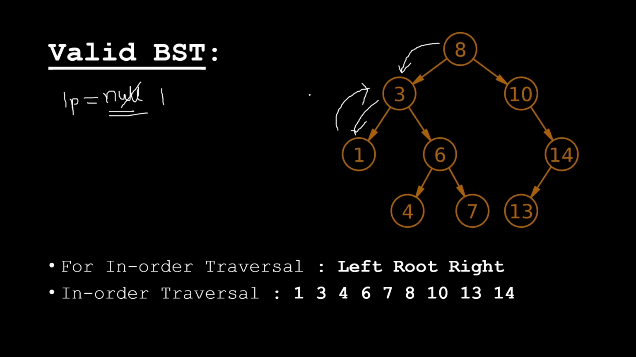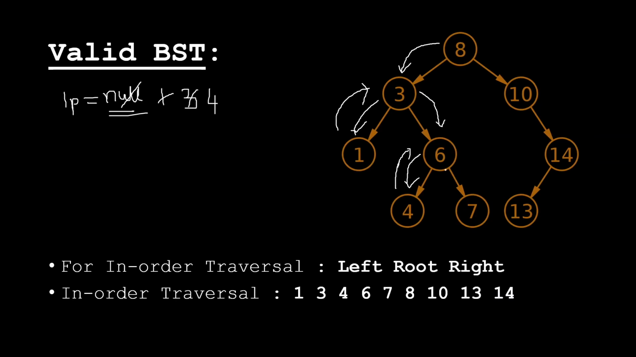And now we need to verify whether the last printed, which is 1, is less than 3 or not. Definitely 1 is less than 3, right? So we can move forward and we change the last printed to 3 and we go to its right subtree. And 6 does have a left subtree. We go to 4. 4 doesn't have a left subtree. So now we verify whether the last printed, which is 3, is less than 4 or not. Definitely 3 is less than 4, so we can move on. We change the LP to 4 and continue with our traversal.